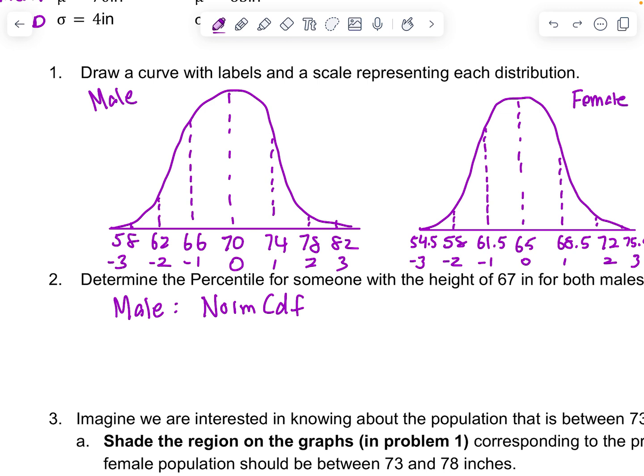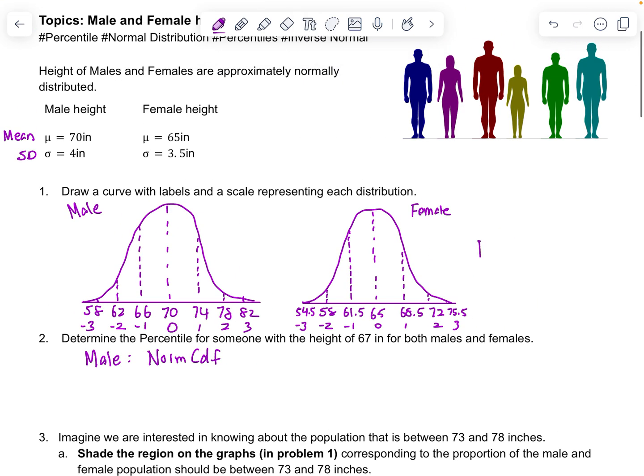So once you've done that, you have four different things that you can put in. It will say the lower bound, the upper bound, the mean, and the standard deviation. And so in your calculator, usually, we have the lower bound, the upper bound, the mean, and the standard deviation. And what you want to do is just plug in all of them.